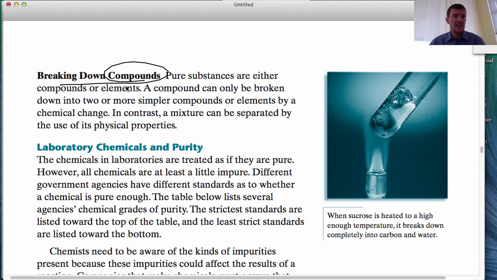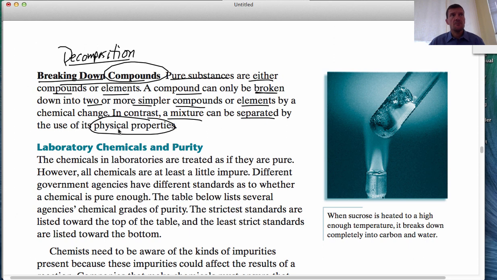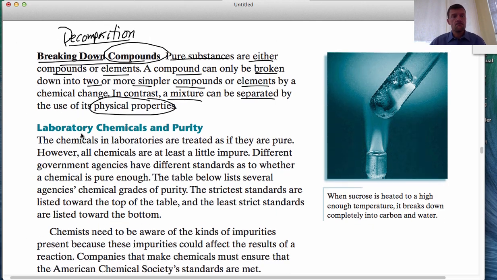Anytime we look at compounds, we know that compounds are made up of 2 or more elements, and those can be broken down. They can be decomposed. Breaking down is decomposition. Okay? Pure substances are either compounds or elements. A compound can be broken down into 2 or more simpler compounds or elements, and that would definitely be a chemical change. Okay? Mixtures can usually be separated just by looking at their physical properties, like magnetism or size of the particle, things like that. Does it dissolve in water? Okay?